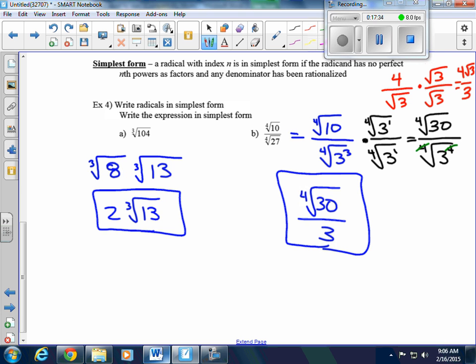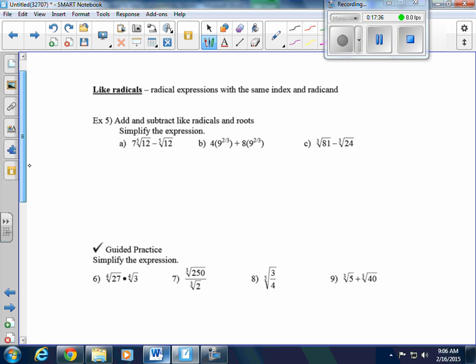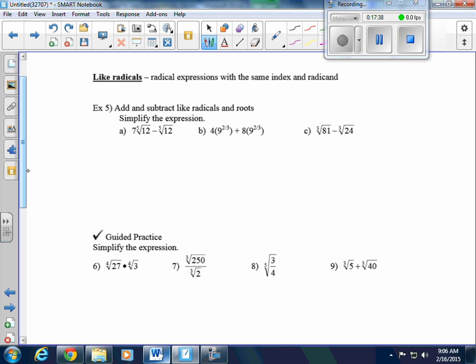The next thing we're going to talk about in this section is like radicals. Like radicals are radical expressions with the same index and the same radicand. So if we notice in A, this is the 5th root of 12, and this one is the 5th root of 12. Those are exactly the same, so I can put those like terms together. Well, I have 7 of them minus 1 of them. So 7 minus 1 is 6, so I have 6 of those.